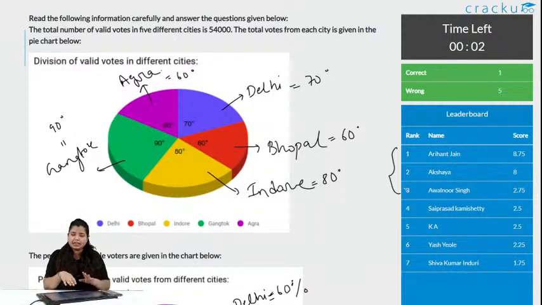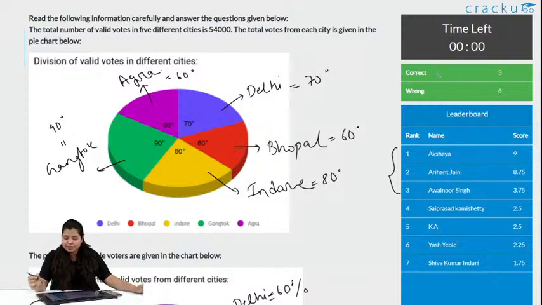I have just written the data here so that you can get it clearly what is written here. And the time's up. With this, for the last question, these 2 people got this correct and 6 wrong.